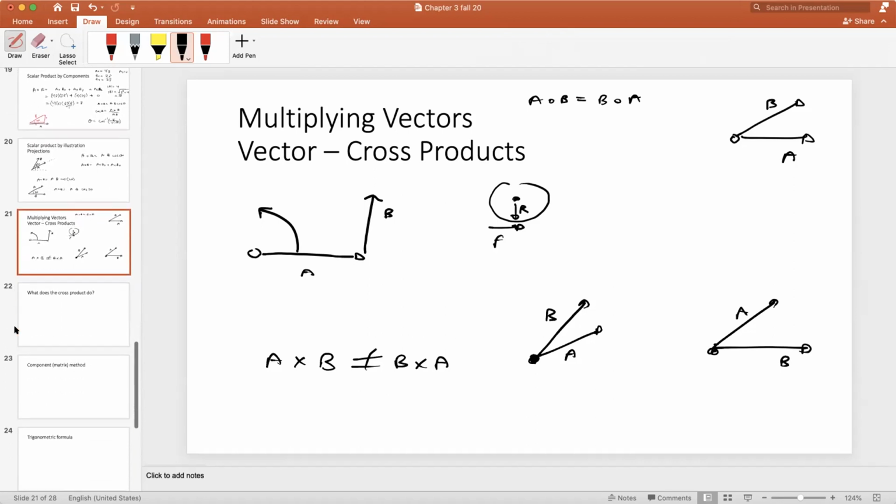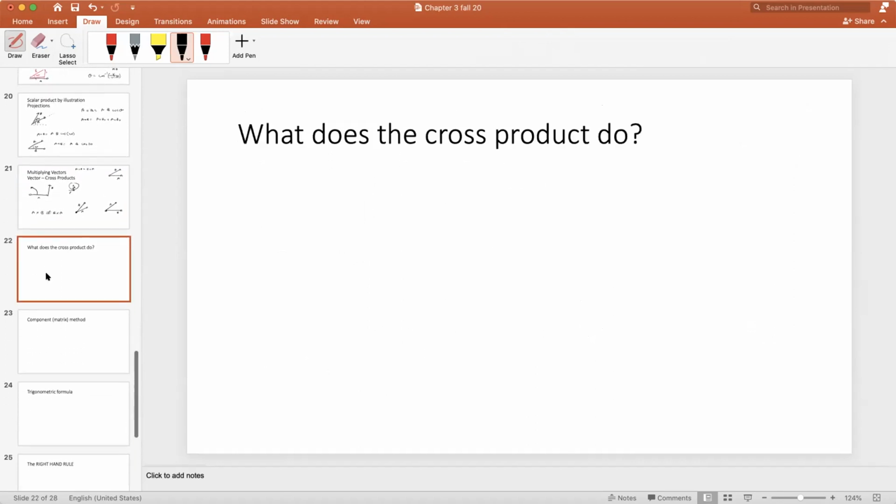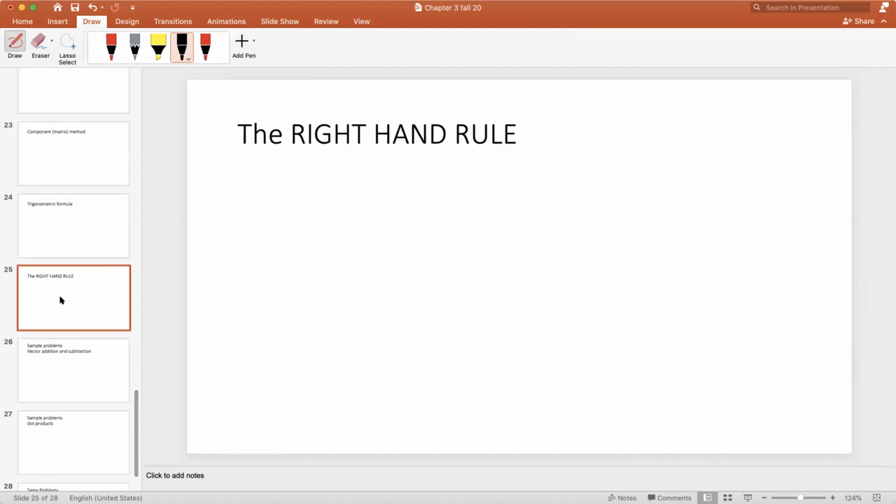But before I do that, I've already said, what do cross products do? I'm going to come back to this in a second. I want to talk about the right-hand rule. I've had students who kind of made up their own rules to this. You already know everything about the right-hand rule. You just don't know the right-hand rule.